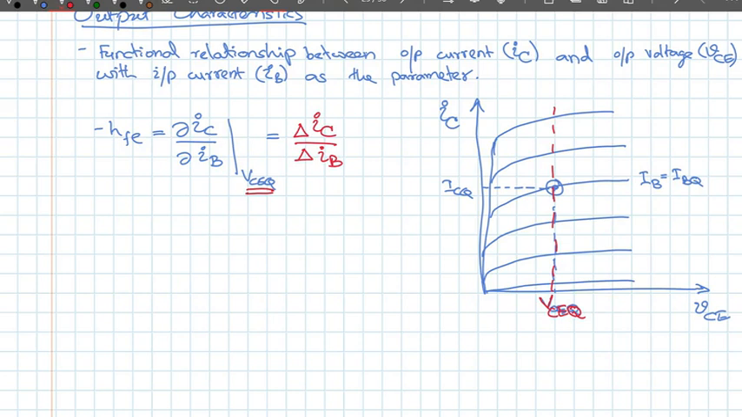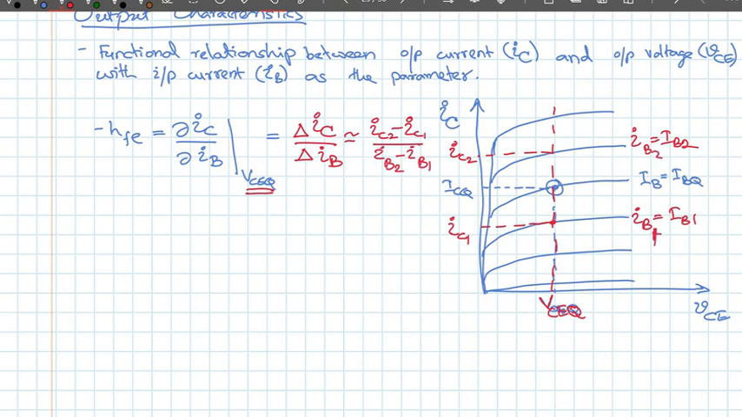So this is approximately equal to, let me take this as IB equals IB2, and this as IB equals IB1. Corresponding to that, when VCE is equal to VCEQ, let me say this is IC1 and this is IC2. So what this is, is IC2 minus IC1 divided by IB2 minus IB1. So these are what I have.